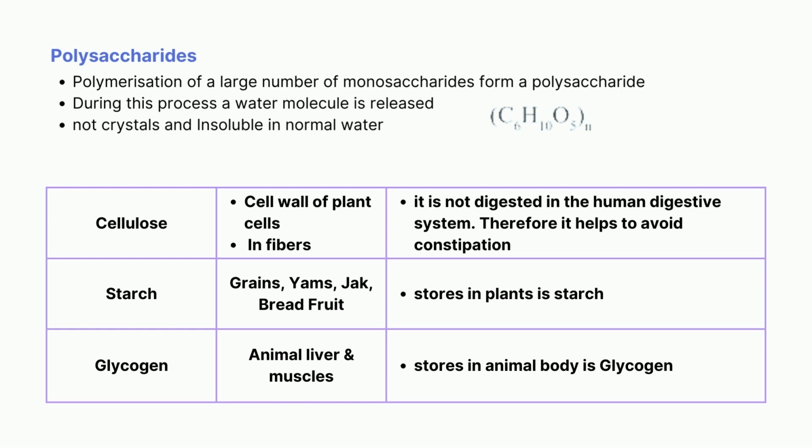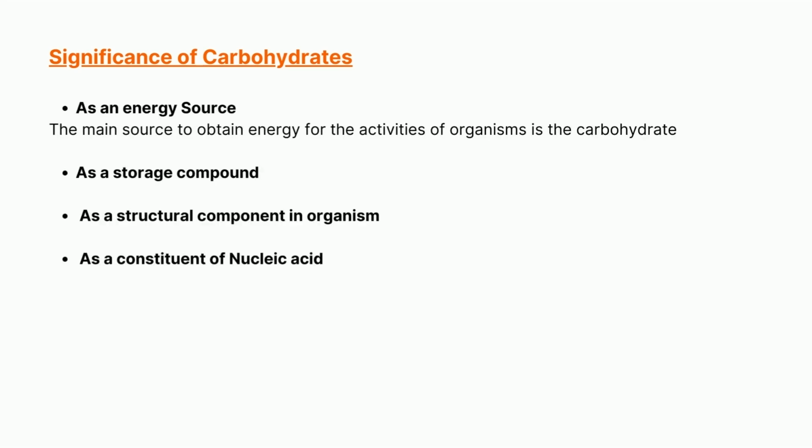Then the last type of polysaccharide is glycogen. This is present in animal liver and muscles. Like starch, glycogen is the main storage component in which carbohydrates are stored in animals. Now let's summarize the significance of carbohydrates. It is an energy source, so under this we said glucose is the main component that is broken down and provides energy to the cells.